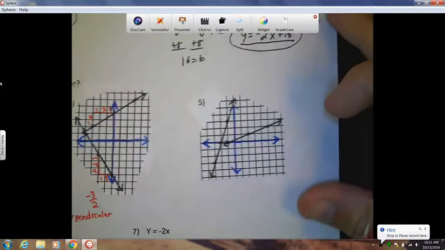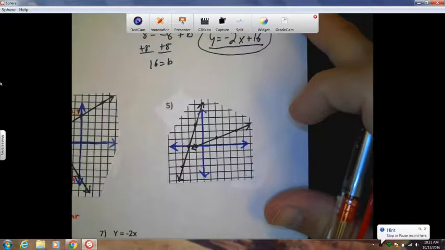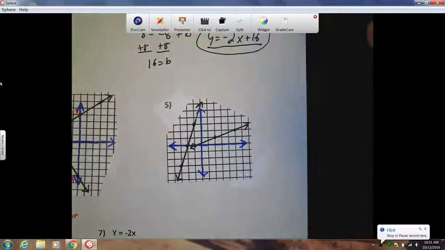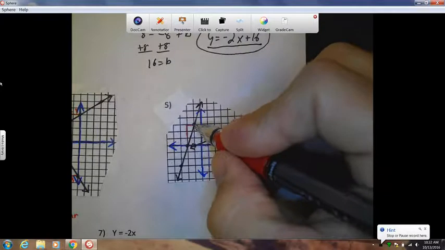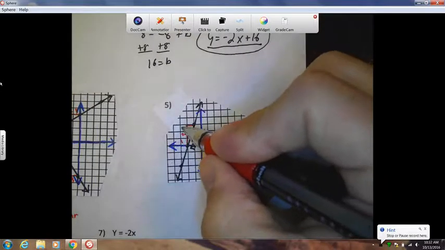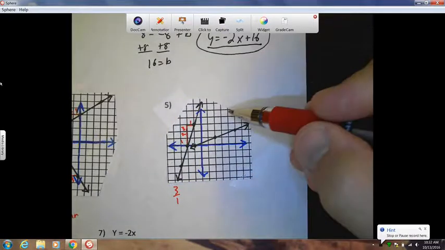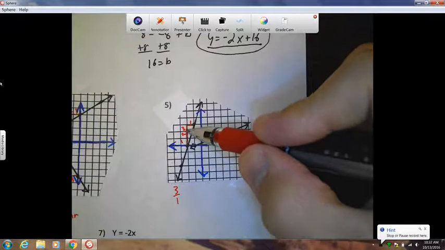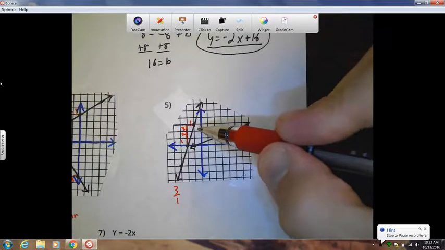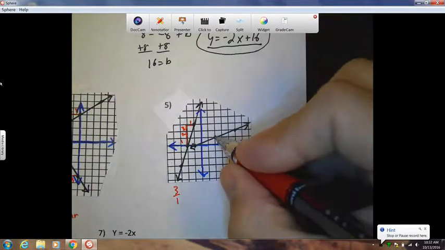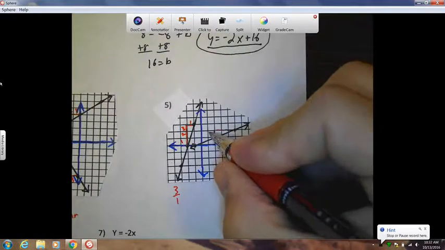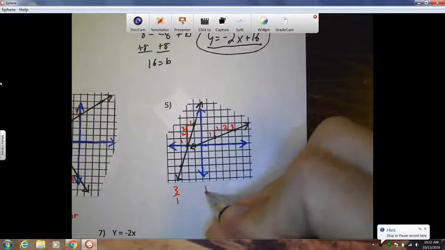I mean, it's pretty obvious to say that these are not going to be parallel or perpendicular. But always check. Do not assume based on the picture. So that is a slope of 3 over 1 because I had to go up 3 over 1. This one has a slope of up 1 over 3.